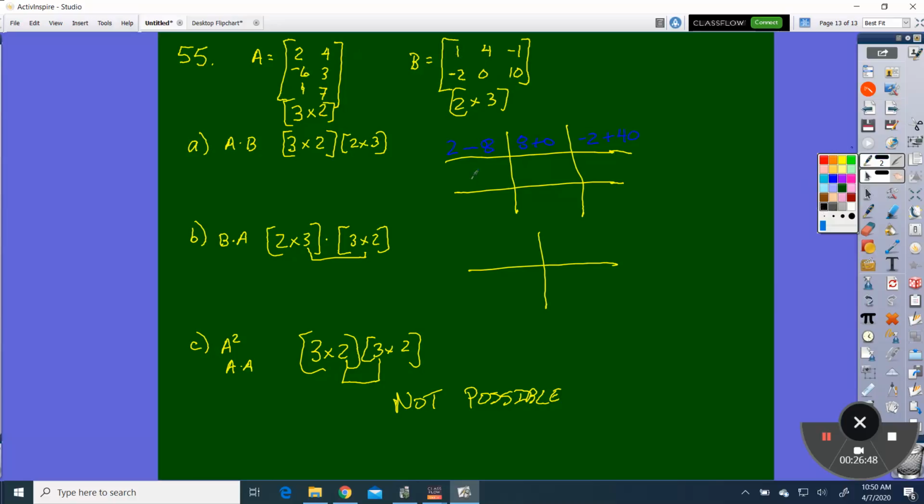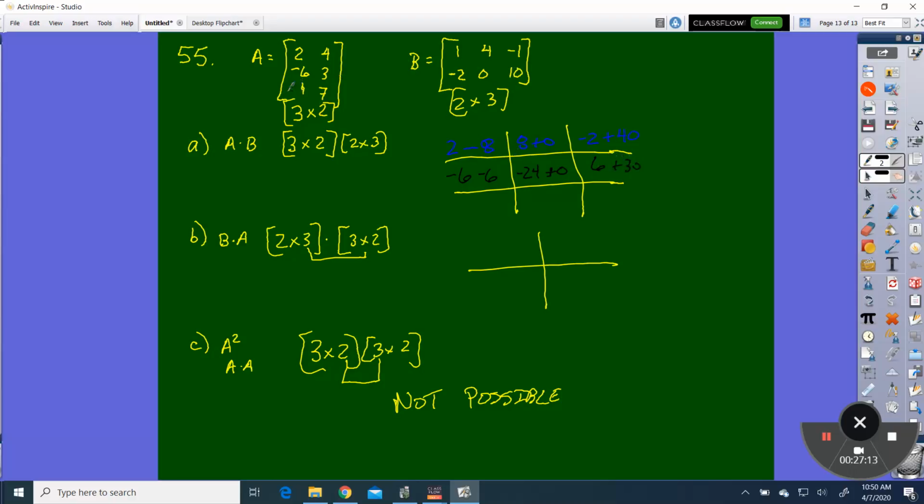Negative 6 times 1 is negative 6. 3 times negative 2 is negative 6. So again, first one in the row, first one in the column. Second in the row, second in the column. First in the row, second in the row, second in the column. Okay? So negative 6 times negative 1 is 6. 3 times 10 is 30.